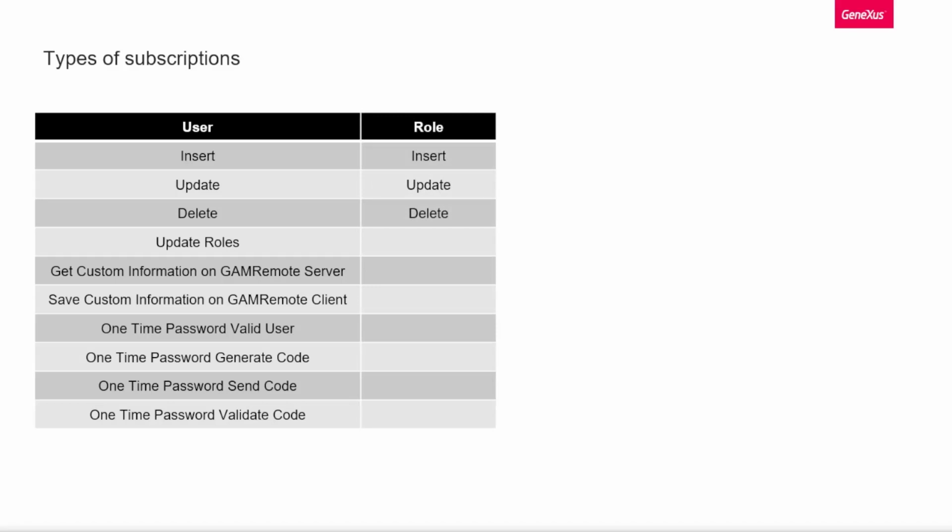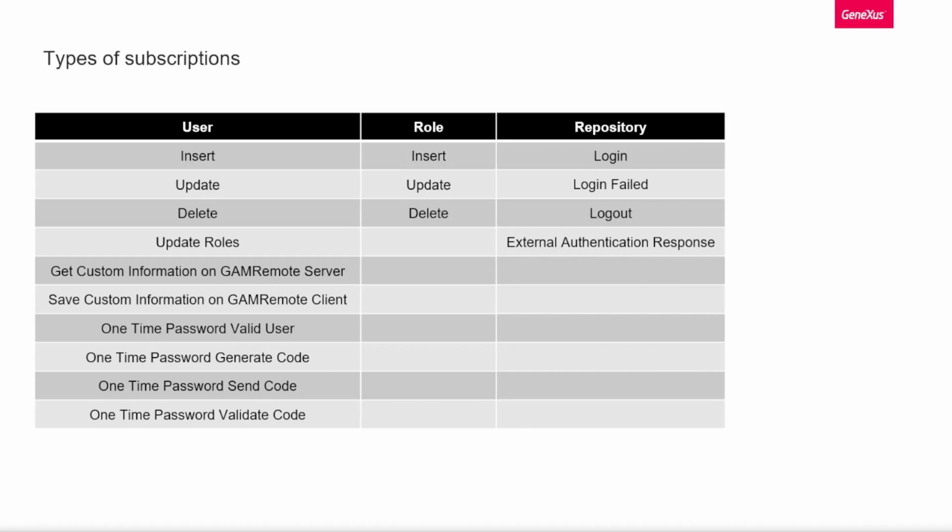Then there are role events. Here we simply have the typical insert, update, and delete. Then there are the events of a repository. Login occurs when a GAM user login takes place, regardless of the authentication type. Login failed occurs when the user login fails, only due to an incorrect username and/or password. Logout is triggered on GAM logout. External authentication response, an event to customize how to process the response from an external IDP. This event must interact with the external IDP and end with the local login.